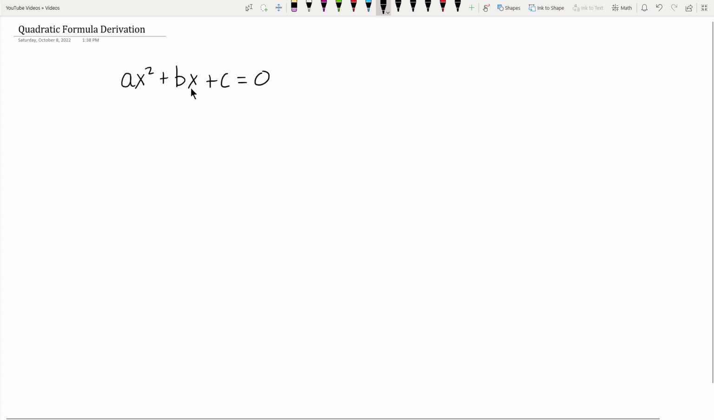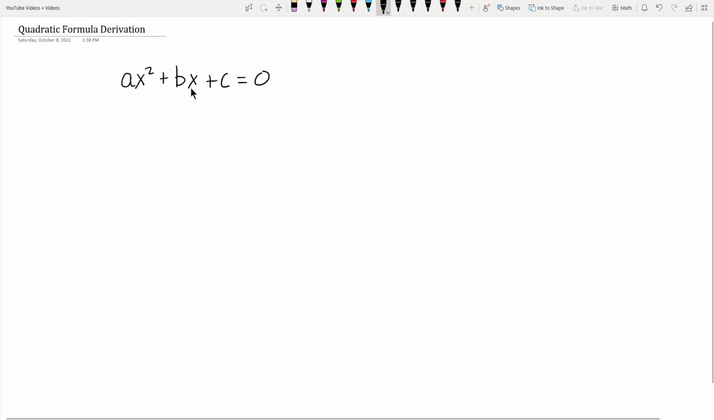All right, now in order to complete this, you have to know how to complete the square. I will link to my most recent how to complete the square video in the description of this video. So if you haven't watched that, you might want to do that first. All right, so where the formula comes from is from taking the general form quadratic equation and solving it by completing the square.